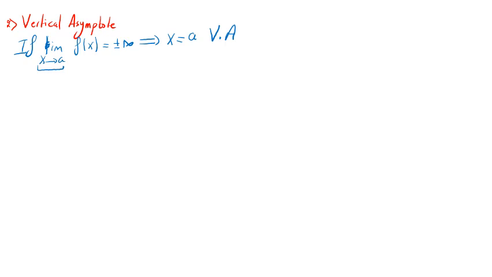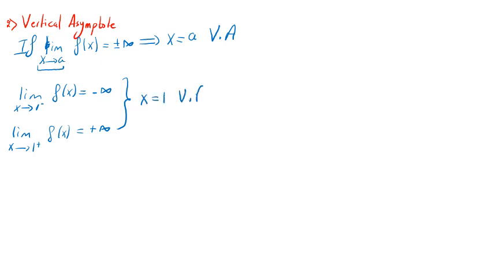For example, if we have limit as x tends to 1, here we will want to make 1 minus and 1 plus. Limit as x tends to 1 minus of f of x equal minus infinity. Limit as x tends to 1 plus of f of x is equal to plus infinity. We make limit at a number, it gives infinity, then x equal to this number is a vertical asymptote. For example, if we have f of x equal 3x over x minus 1.